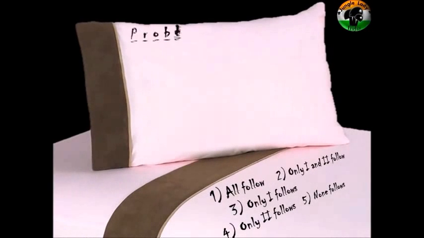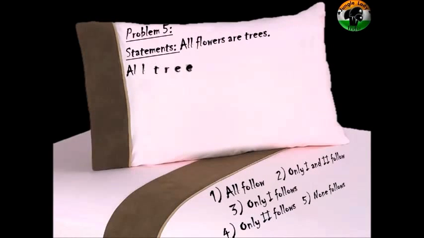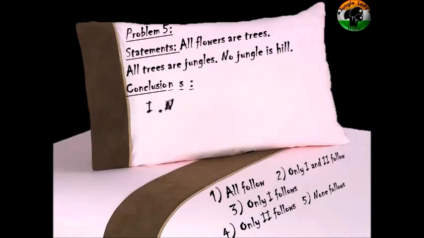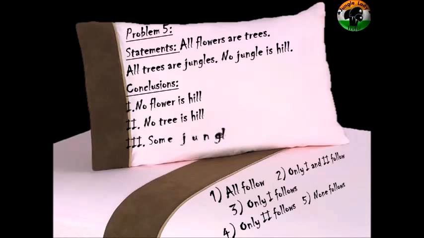So here is problem 5. Statements and conclusions are given here. So look at the conclusion first. Here you have the word no in the conclusion, and now you have to draw the 2 possible diagrams for the statements given here. So first let me draw the no brain diagram for the statements.